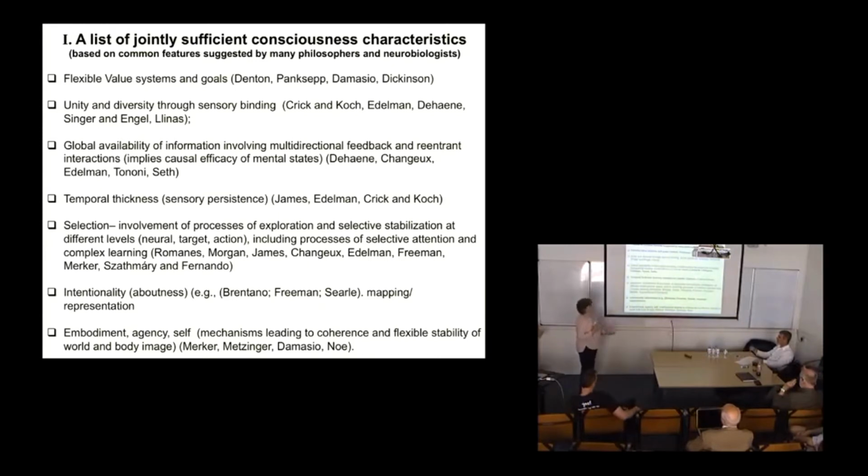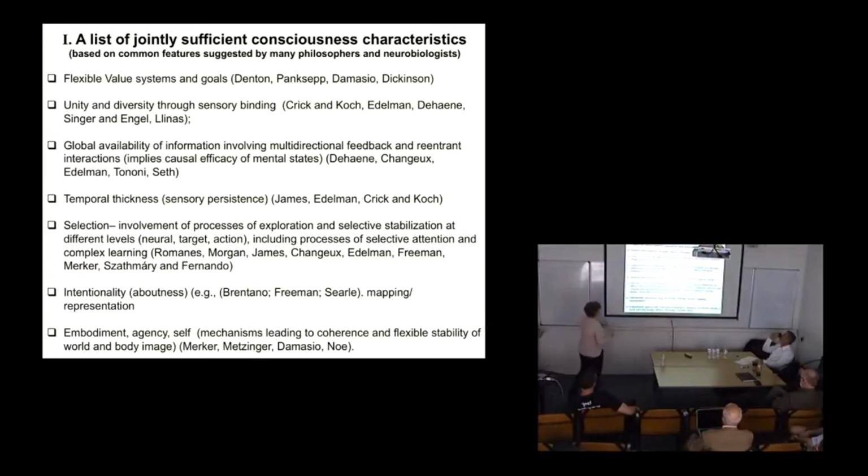There must be unity and diversity, so something like sensory binding, so creatures can discern and discriminate between different percepts, even if these percepts have many similar features but different organization. There's global availability of information that involves multidirectional feedbacks and reentrant interactions, so you can access this information. There is temporal thickness. There is some kind of sensory persistence. Every subjective experience has a kind of temporal depth. A lot has been written about it in the phenomenological literature.